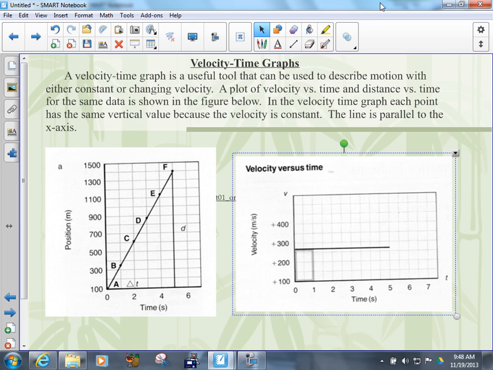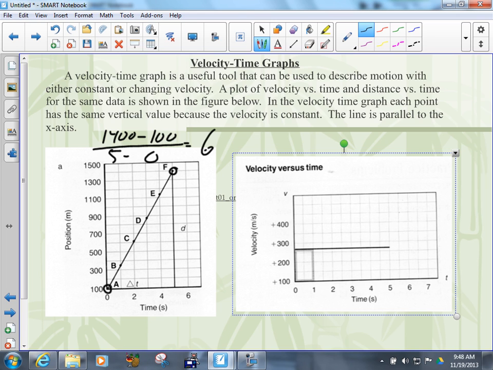Yes, I can, by calculating the slope of this line. If I want to calculate slope, let's say I'm going to use that point and that point, just because they're convenient grid intersections. So this is going to be 1400 minus 100, over 5 minus 0. So that's going to be what, 265? 1300 over 5? Someone just punch that in real quick. 260? Okay, so my velocity is 260 meters per second, and we'll say that's forward.